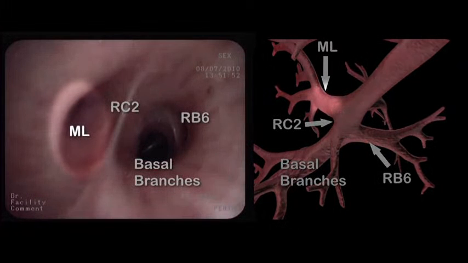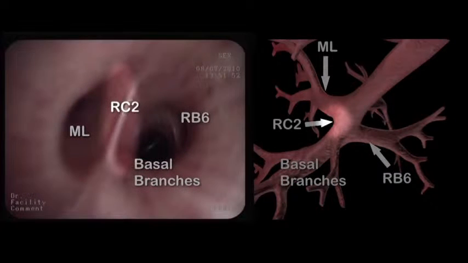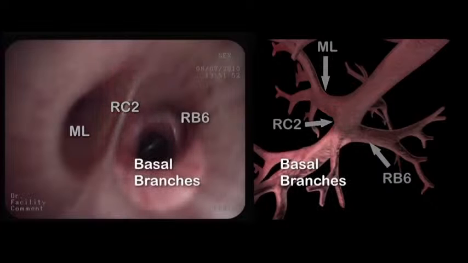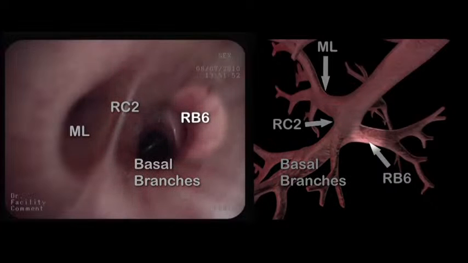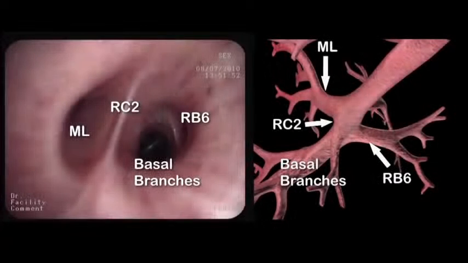Here, we identify the orifice of the middle lobe, the right carina 2, the basal branches, and the apical segment of the lower lobe or RB6.